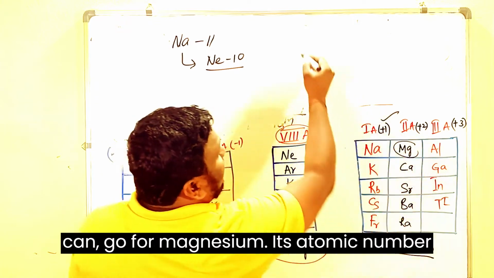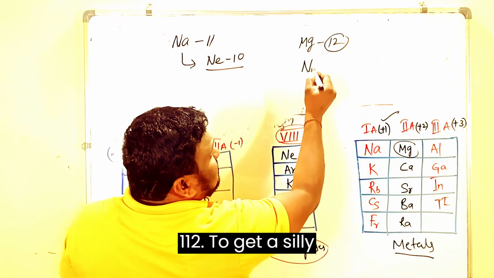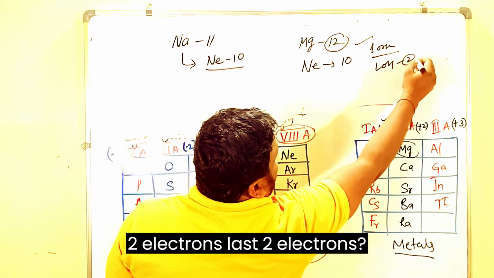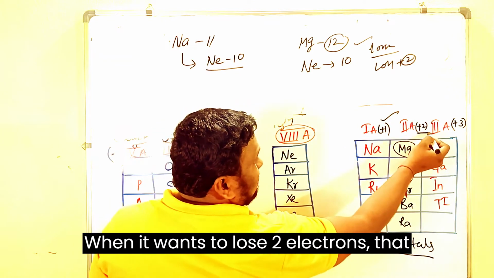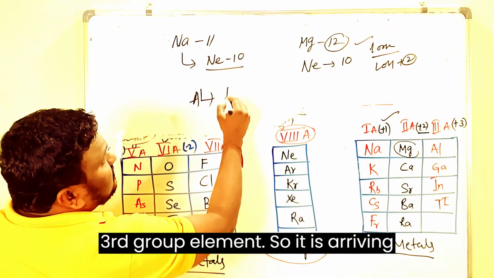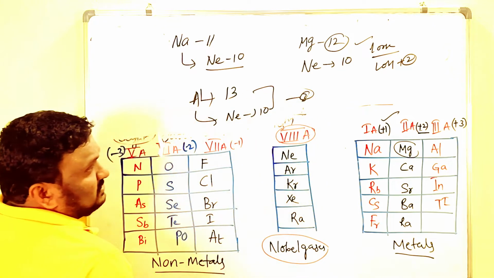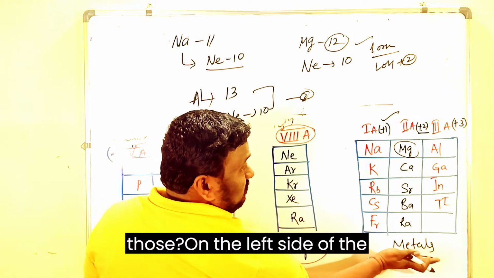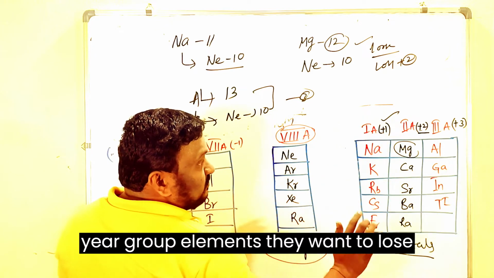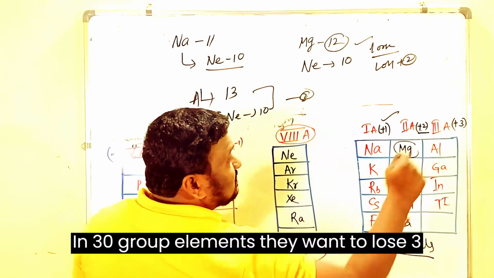And if you go for magnesium, its atomic number is what? It is the second A group element. Atomic number is 12. To get the stability, it wants to gain the configuration of neon. For that, it wants to lose 2 electrons. When it wants to lose 2 electrons, that is what you have to say, plus 2. And similarly, aluminium, that is the third A group element. Its atomic number is what? 13. It wants to gain the configuration of neon. So again it wants to lose 3 electrons. That's why the metals on the left side of the periodic table want to lose electrons to get the stability. In 1A group elements, they want to lose 1 electron. In 2A group elements, they want to lose 2 electrons. In 3A group elements, they want to lose 3 electrons.